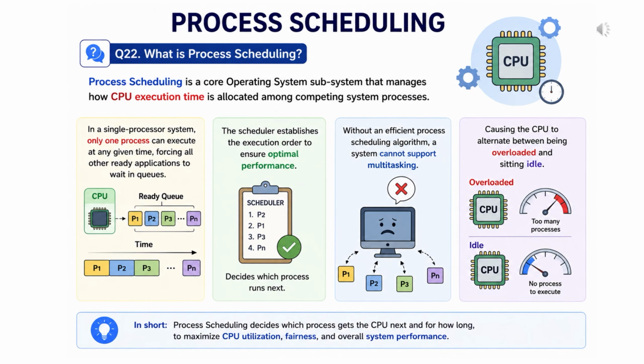Process scheduling is the operating system's mechanism for deciding how CPU time is distributed among multiple processes. A good scheduling algorithm keeps the CPU busy, improves multitasking, reduces waiting time, and ensures fairness among all processes. Without process scheduling, multitasking would simply not be possible.